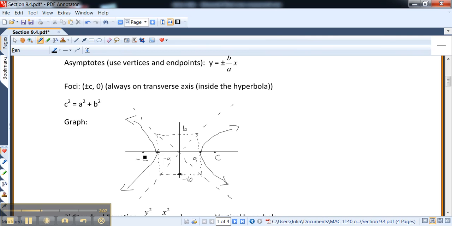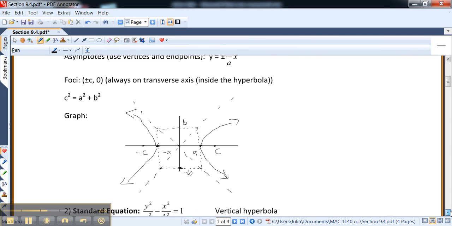And the foci, this time the c is actually the sum of a squared plus b squared, so it's actually bigger than either one of them. And again they sit inside of the two hyperbola portions right here.